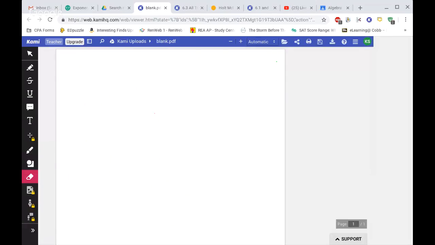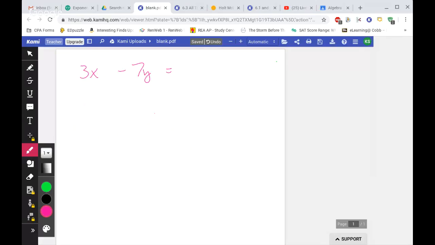So we have 3x minus 7y equals 5. And then we have 9y equals 5x plus 5. So they're not both in standard form, so that's one of the first things that we've got to do is change this second equation into standard form.